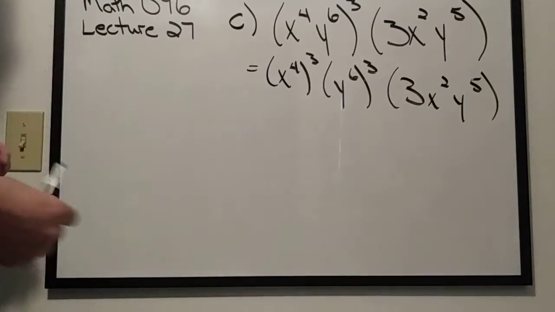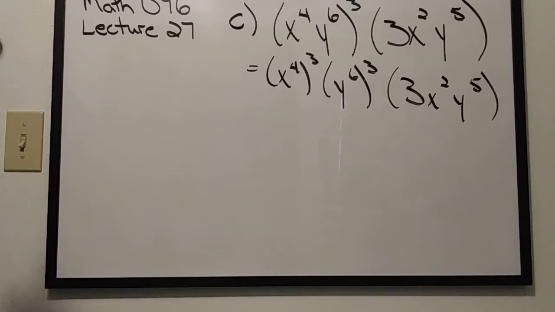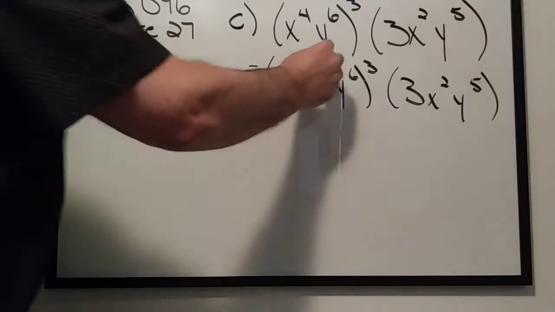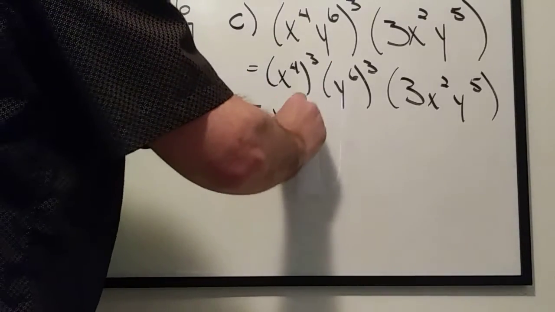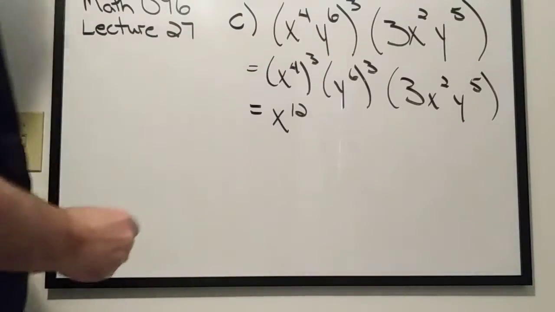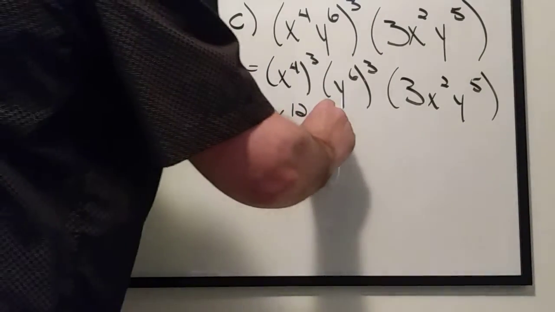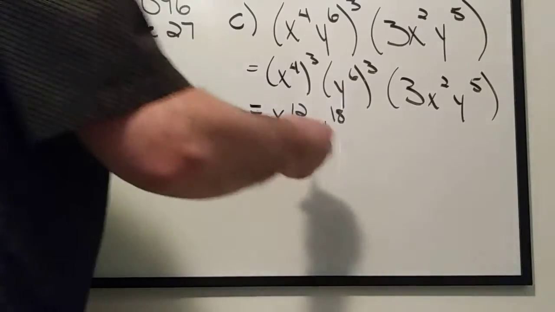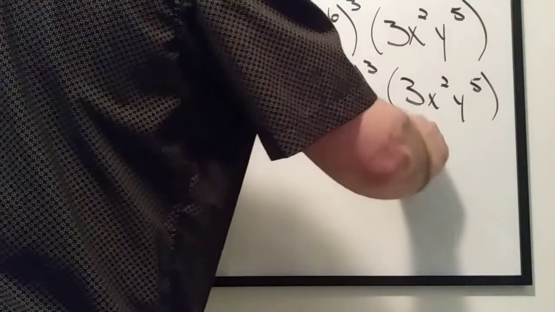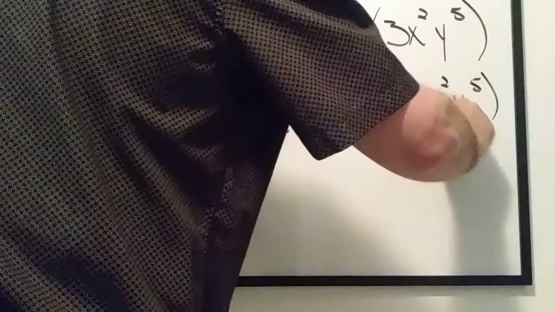Each one of these then is an example of the power rule. I have x to a power, multiply the 4 and the 3 together, we're going to get 12. Then I have y to a power, multiply the 6 and 3 together, we're going to get y to the 18th. And again, we're going to multiply this times 3, x squared y to the fifth.